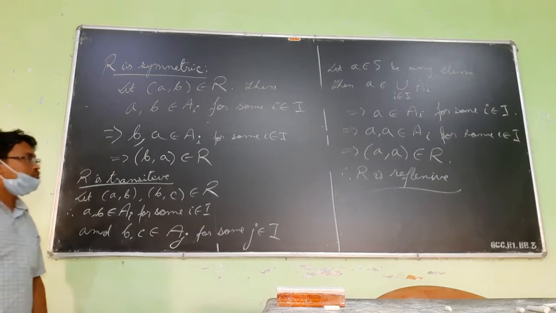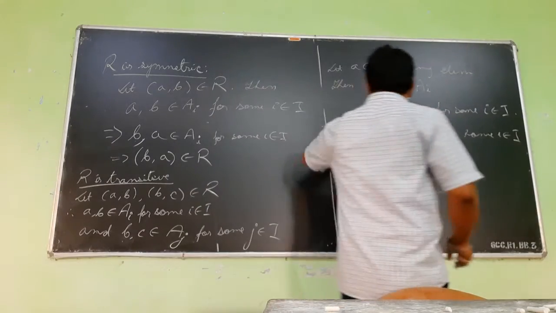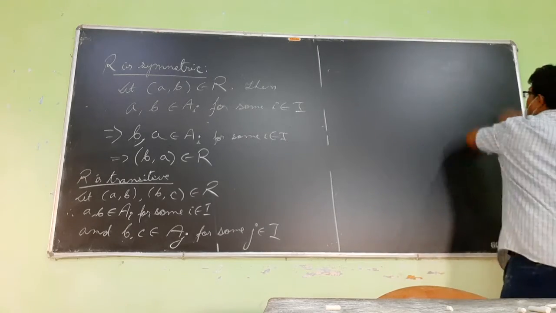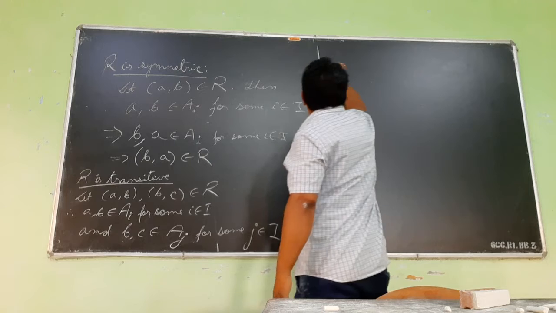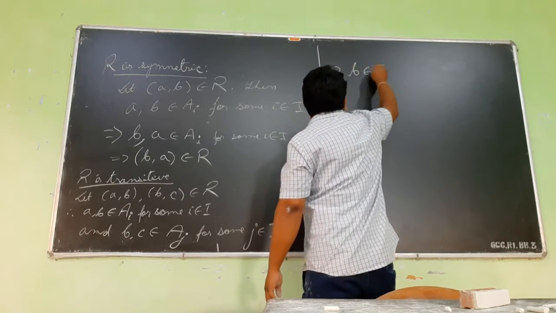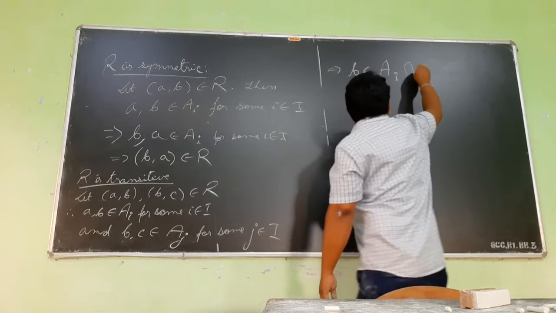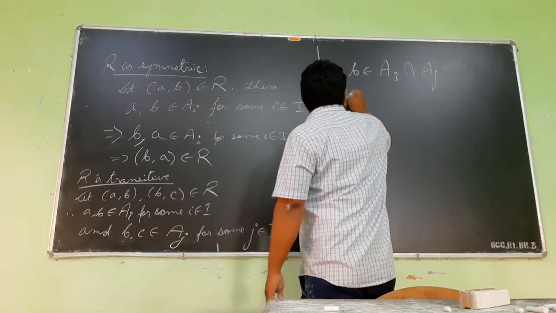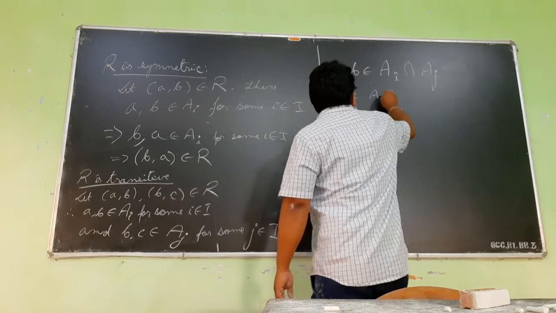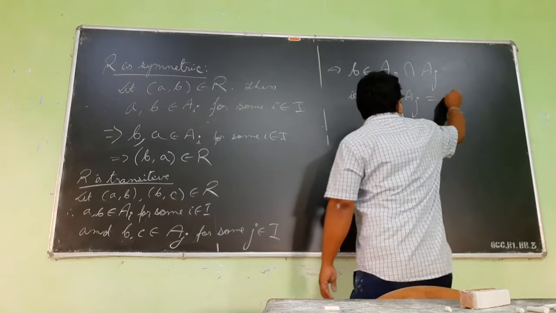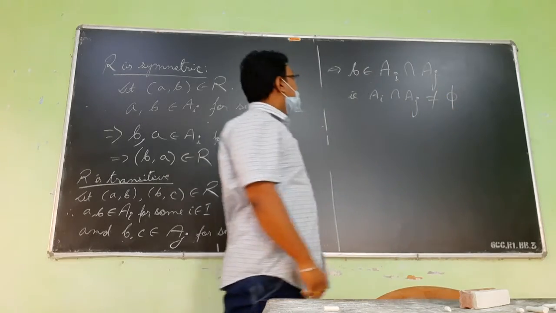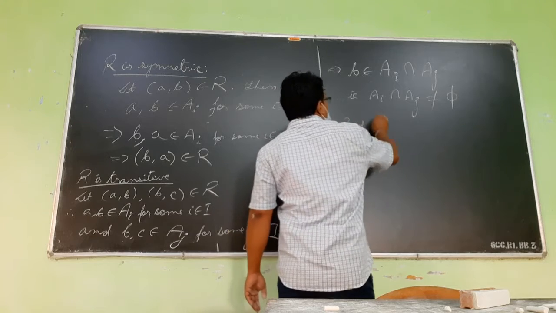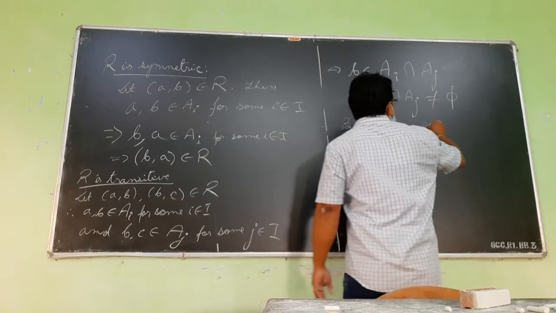Okay, why do they have to be the same? So from here, what do you get? B belongs to what? B belongs to A_I intersection A_J. That is, A_I intersection A_J is not equal to empty set. But P is a partition.